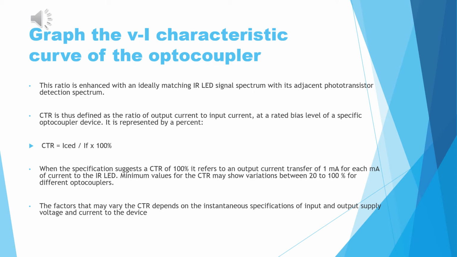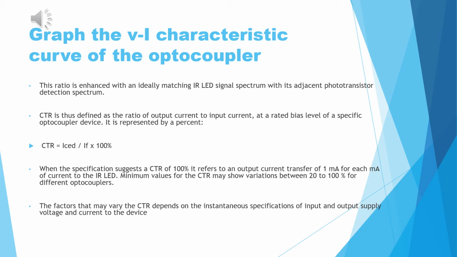Graph the V against I characteristics curve of the optocoupler. This ratio is enhanced with an ideally matching IR LED signal spectrum with its adjacent phototransistor detection spectrum. CTR is thus defined as the ratio of output current to input current at a rated bias level of a specific optocoupler device. It is represented by a percent, where CTR equals I_C over I_F times 100%.